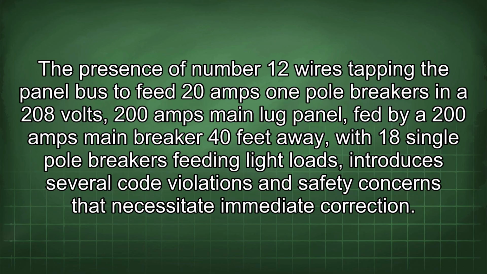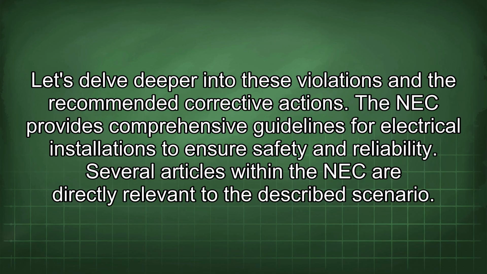The presence of number 12 wires tapping the panel bus to feed 20 amp 1-pole breakers in a 208 volt, 200 amp main lug panel fed by a 200 amp main breaker 40 feet away, with 18 single-pole breakers feeding light loads, introduces several code violations and safety concerns that necessitate immediate correction. Let's delve deeper into these violations and the recommended corrective actions.